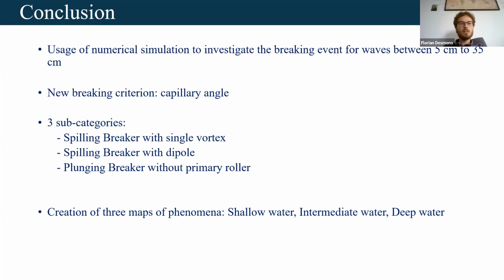So to conclude, I have done many numerical simulations in order to investigate the breaking event for very small waves, from 5 centimeters to 35 centimeters. And I was able to redefine a new breaking criterion, which is the capillary angle, which helped me to understand the breaking process of the spilling breaker with single vortex, with dipole. And I have found another one, which at first was put under the labeling of spilling breaker, but in my opinion is more suited for another labeling, as it is a breaker without primary roller. And I've created 3 maps of phenomena for shallow water and intermediate water, which are kind of original. And I have validated my results on deep water maps of phenomena that already existed in the literature.